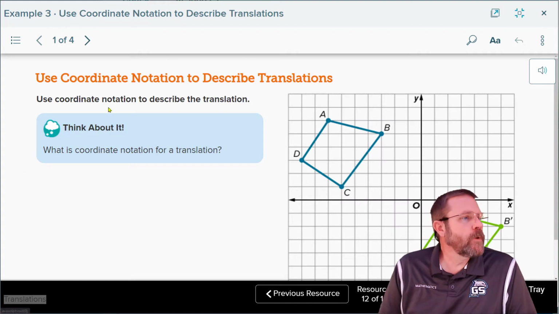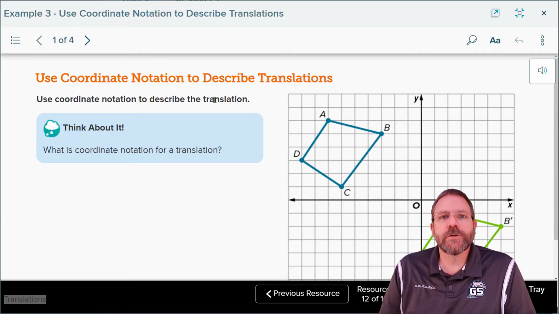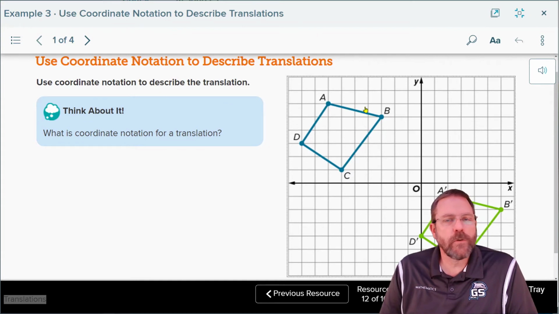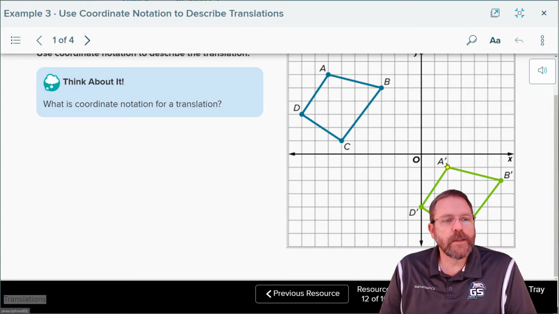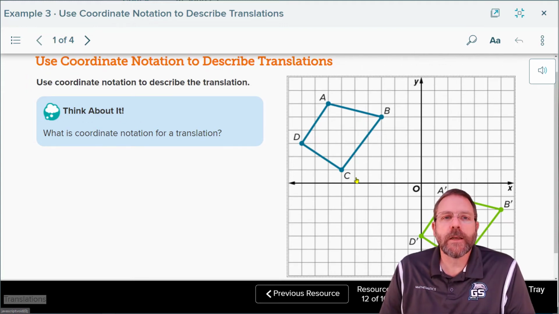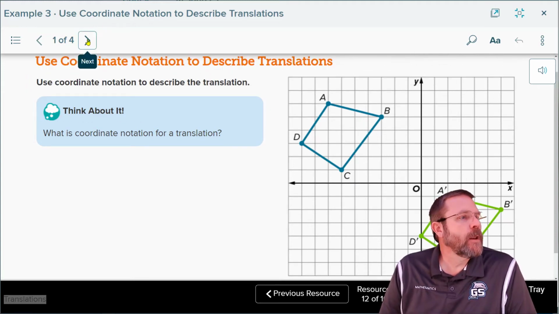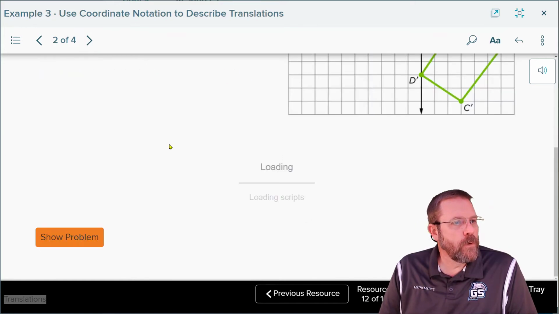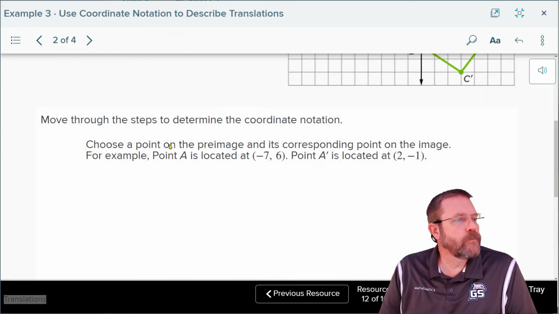For example 3, they say use coordinate notation to describe the translation. So we have this quadrilateral here, quadrilateral A, B, C, D, and we've translated it to A prime, B prime, C prime, D prime. And they want us to use coordinate notation to describe how that happened. Let's take a look at what they want us to do. Let's see if it'll load here. It's trying to load. There we go.